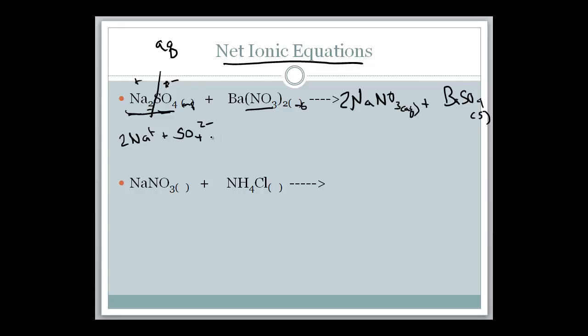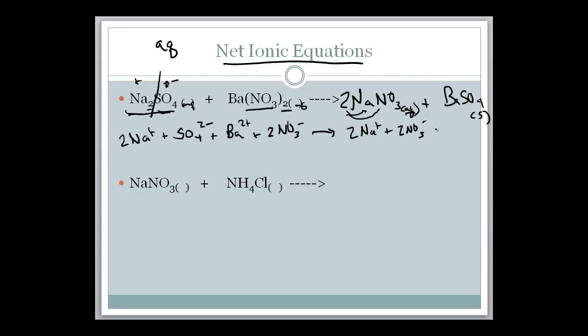Same thing with the barium nitrate. We've got 1 barium ion and 2 nitrate polyatomics. Draw your arrow. Sodium nitrate is aqueous, so we have 2 sodium ions and 2 nitrate polyatomics.